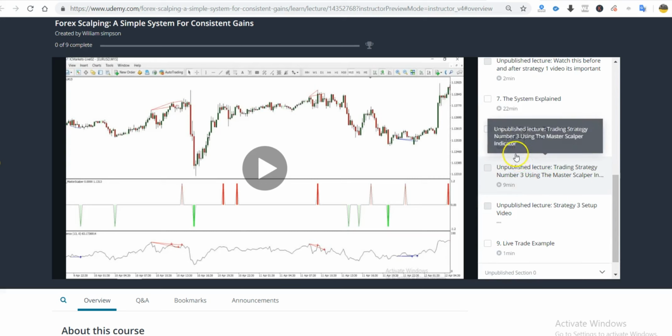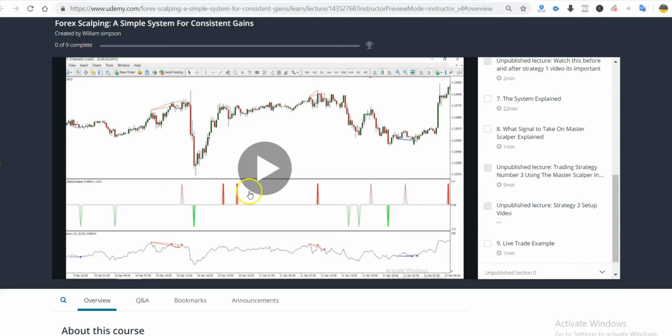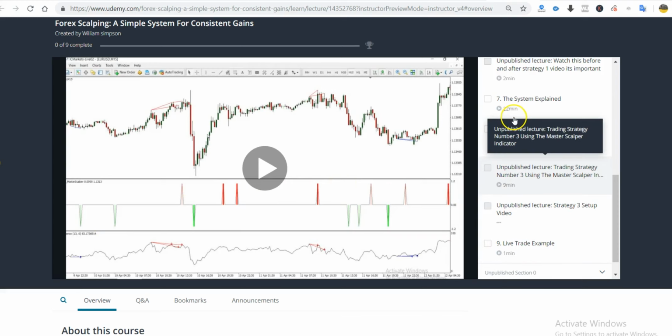Strategy 1 is a lot less signals but more accurate signals. Strategy 2, a lot more signals, and you're going to get a lot more signals, so you need to be focused on the charts, and you can't really trade multiple pairs with it. Strategy 3, a little bit more trades than strategy 1, but again more accurate, and you can trade multiple pairs with it.